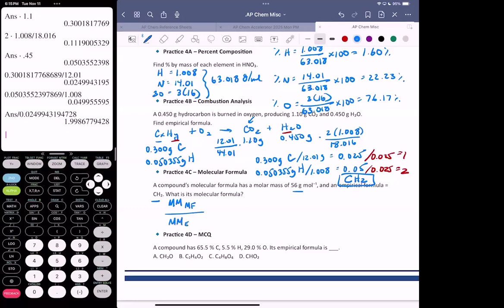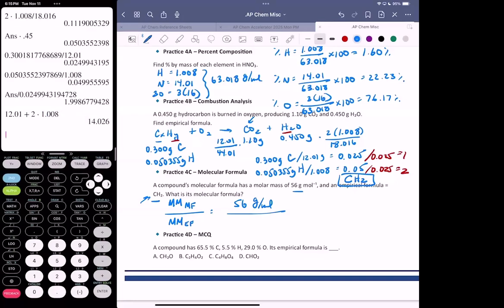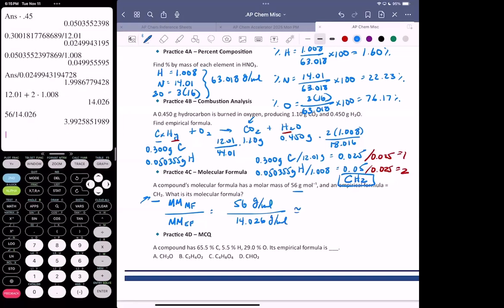The molar mass of the molecular formula, they're telling us, is 56 grams per mole. The molar mass of the empirical formula contains 1 carbon, which is 12.01, and 2 hydrogens, 2 times 1.008. So it's 14.026. So 56 divided by this number should give me a whole number. And that whole number is 4. So the molecular formula then is 4 times CH2, or C4H8.